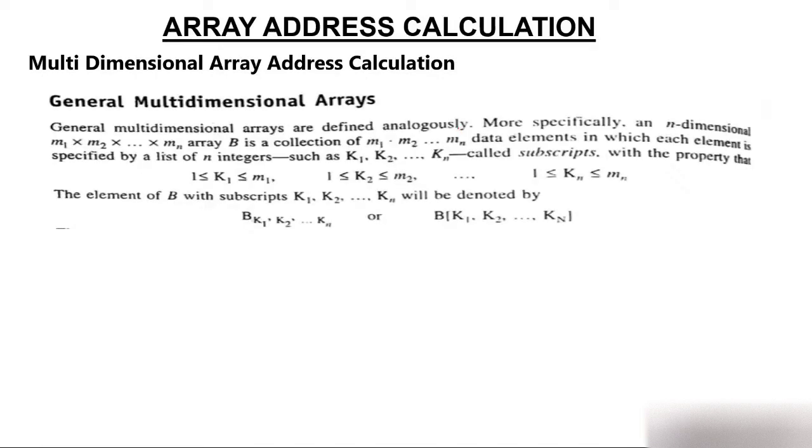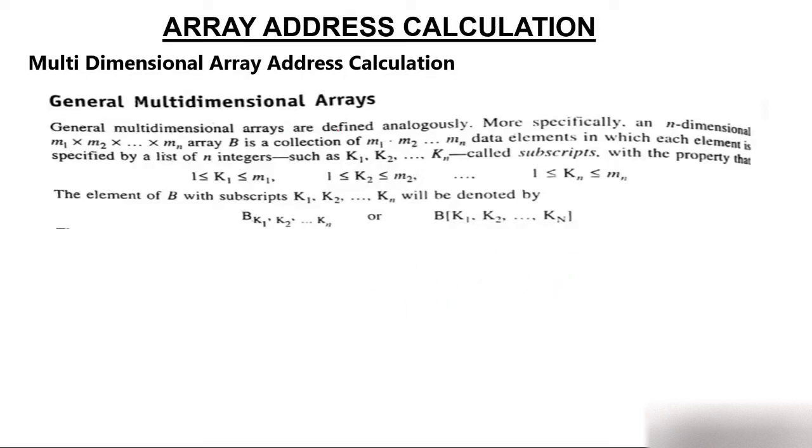I have taken this diagram and language from TMH, Tata McGraw-Hill, one of the standard books. So what is 2 dimension? A 5x4 matrix. This is 2 dimension. And if I say 5x4x3, this is 3 dimension. If I say 5x4x7x3, this is 4 dimension.